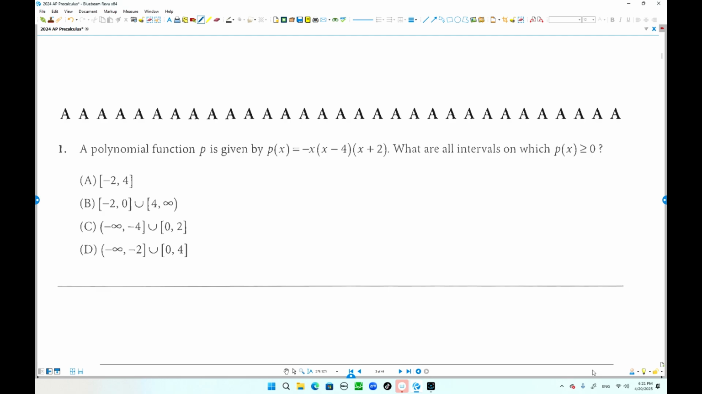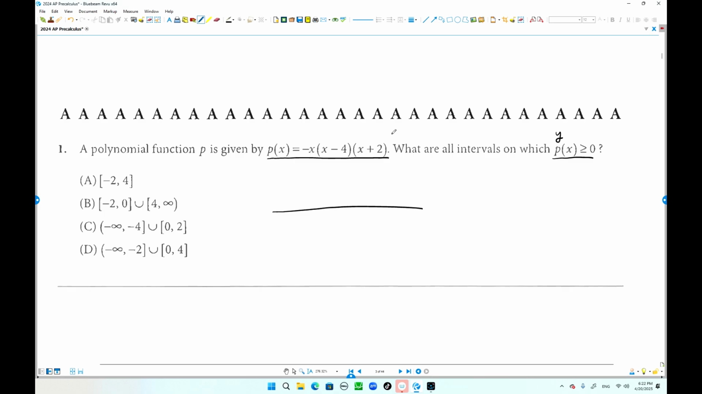Here is number 1. We have a polynomial function P(x) expressed in a product form, which is a factored form. What are all intervals satisfying P(x) greater than or equal to 0? Maybe you can try a graphing calculator, or you know how to make a graph.